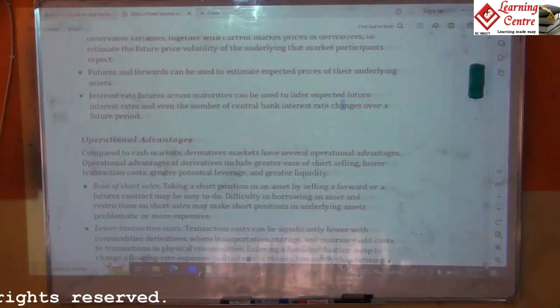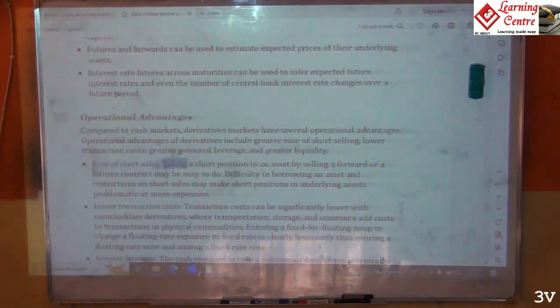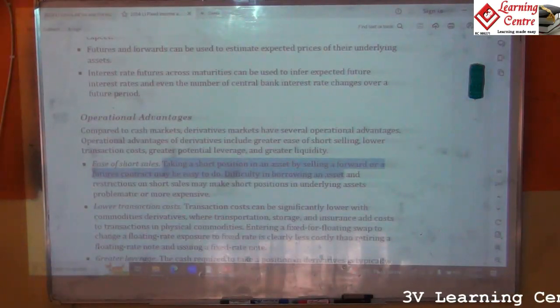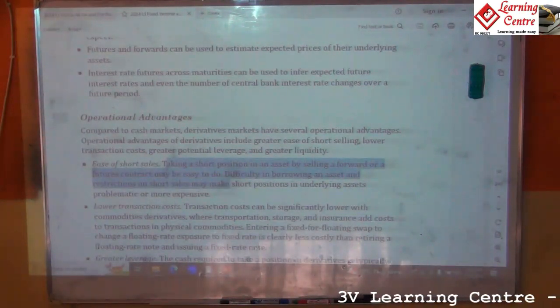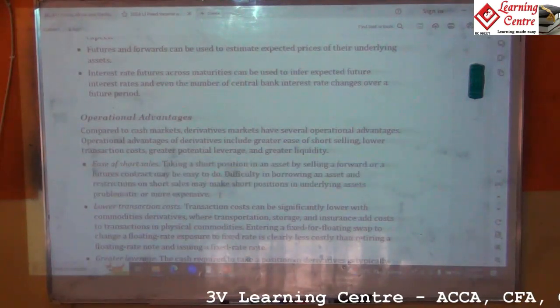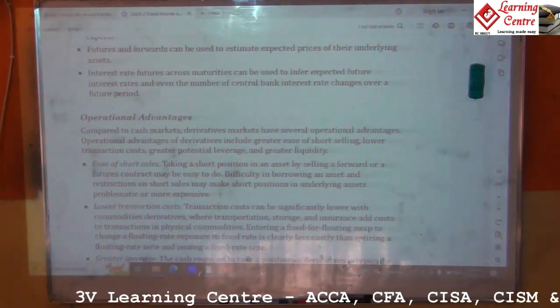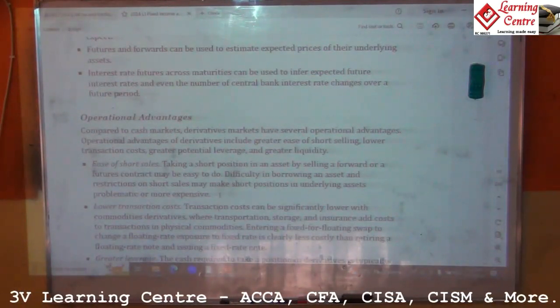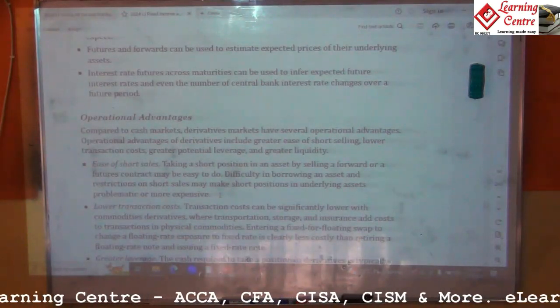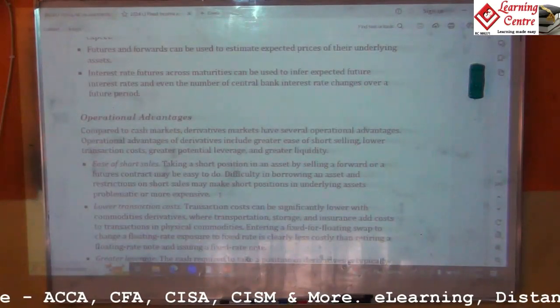Operational advantages. Ease of short sales. So taking a short position in an asset by selling a forward or a futures contract will be easy to do. This is what I just explained. Difficulty in borrowing an asset and restrictions on short sales may make short positions in underlying assets problematic or more expensive. This is what I said. So instead of, maybe it is that laptop that we used as an example, instead of us trading on the laptop, we can trade on a derivative that is based on that laptop. The derivative will move faster because we are not moving the laptop up and down. That's what this is saying.